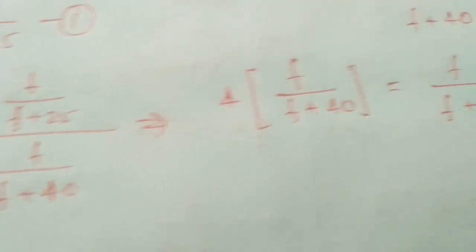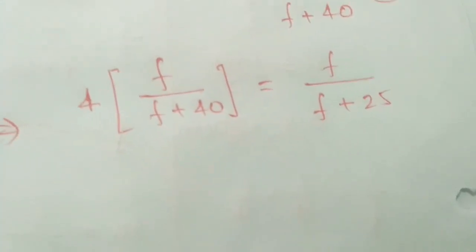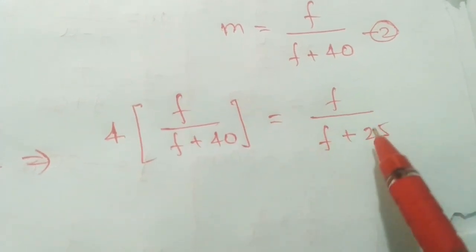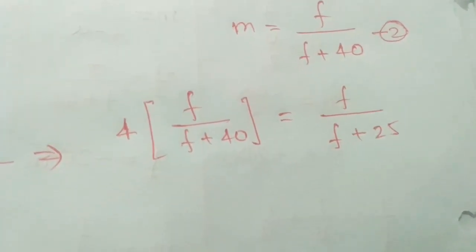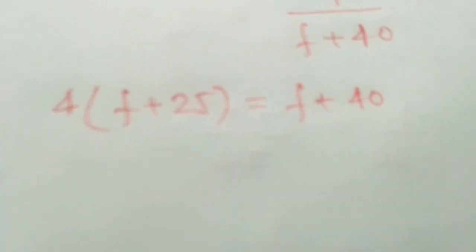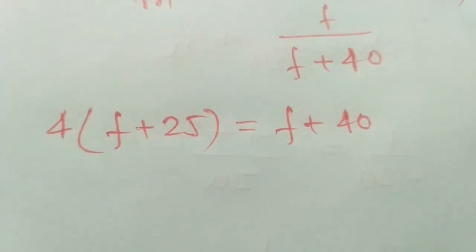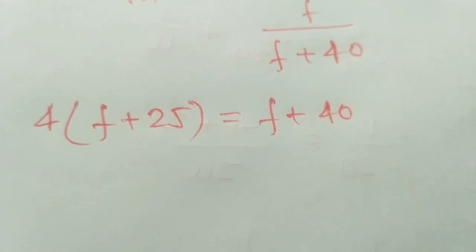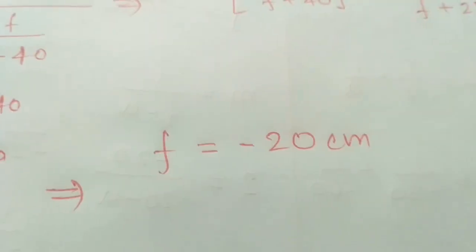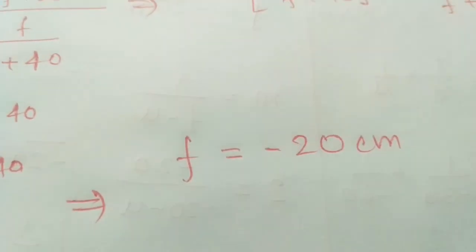So on further, this will be the new part. You can see f is cancelled. 4 is going to multiply with this, and this will go to the other side. On cross multiplication and cancelling f, you will get 4 times f plus 25 is equal to f plus 40. On further solving, you will get f is equal to minus 20 centimeter. That's it.